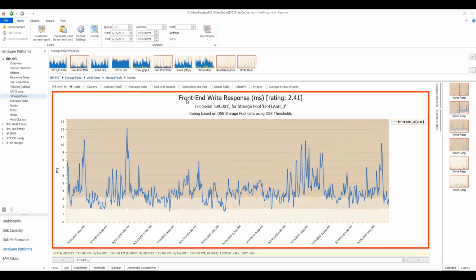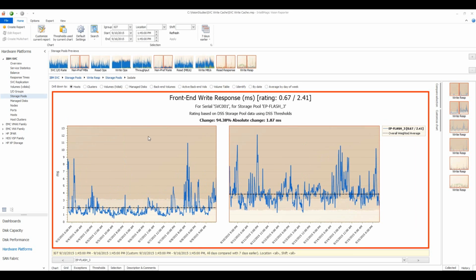This chart represents the front-end write response time for storage pool EP Flash 3 for the days of 9/10/2015 through 9/16/2015. The chart is red, indicating a significant risk to the performance of the environment, and the rating is 2.41. This is actually much worse than the rating when the SVC write cache was enabled. Let's use IntelliMagic Vision to compare with the previous 7 days.